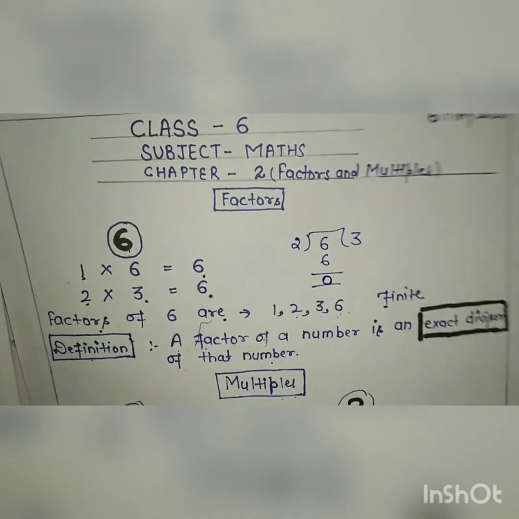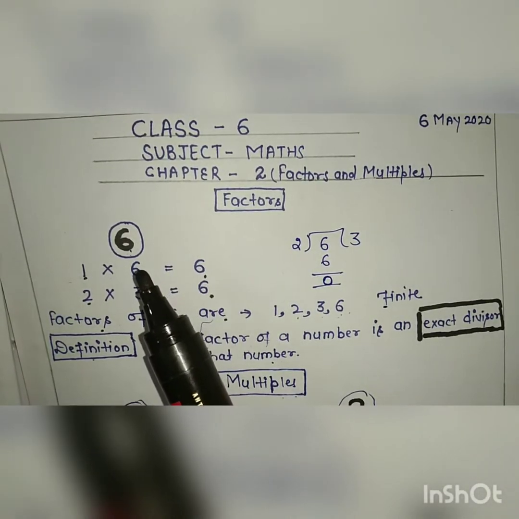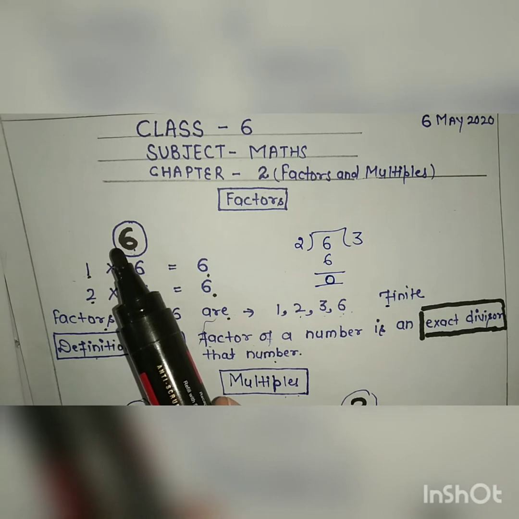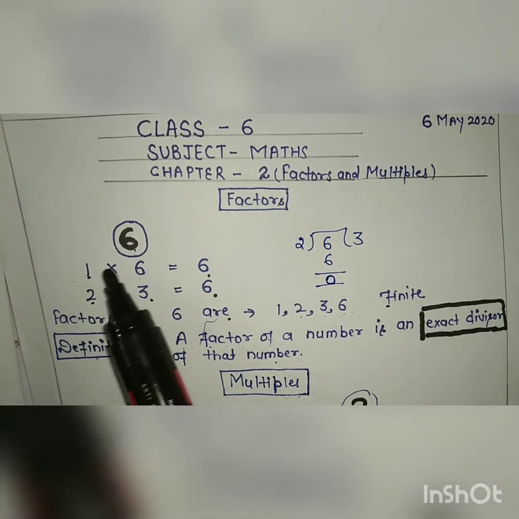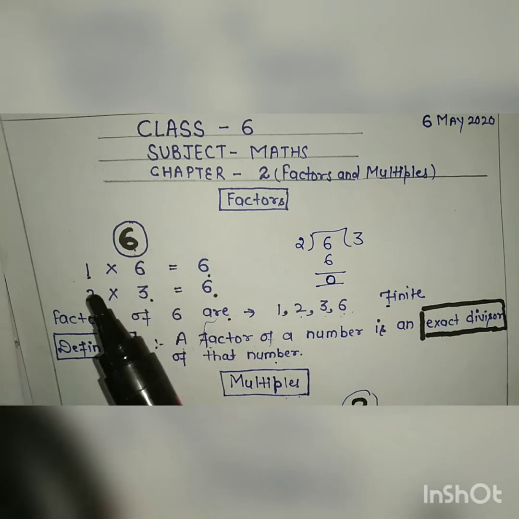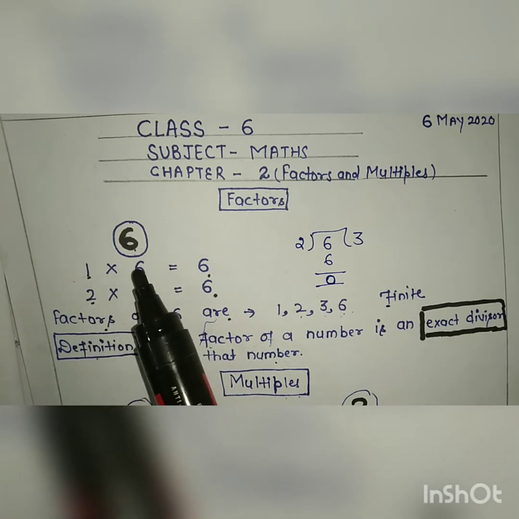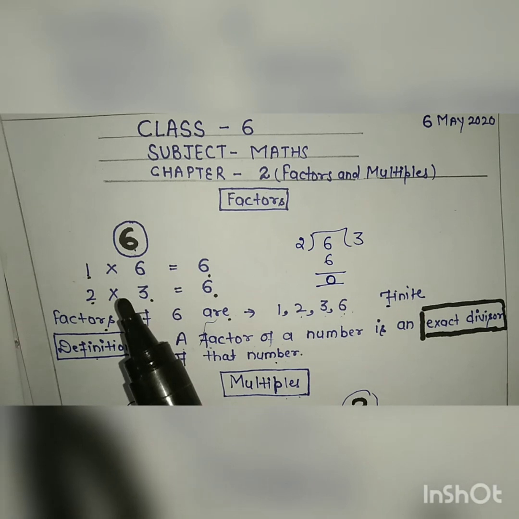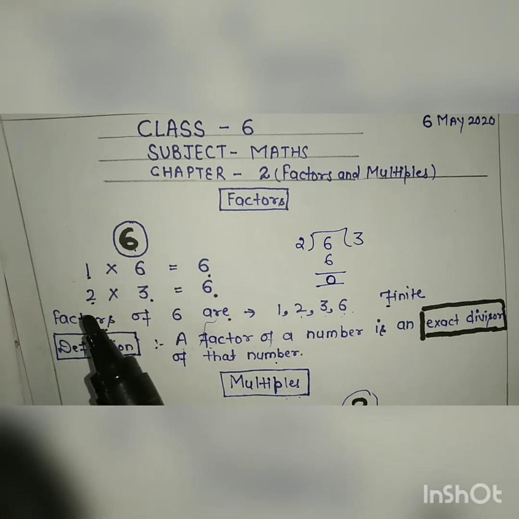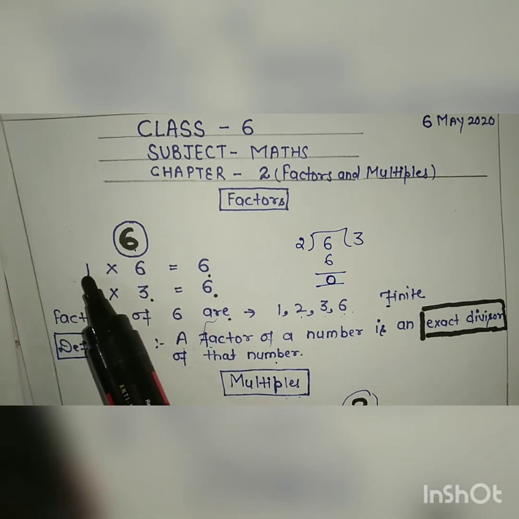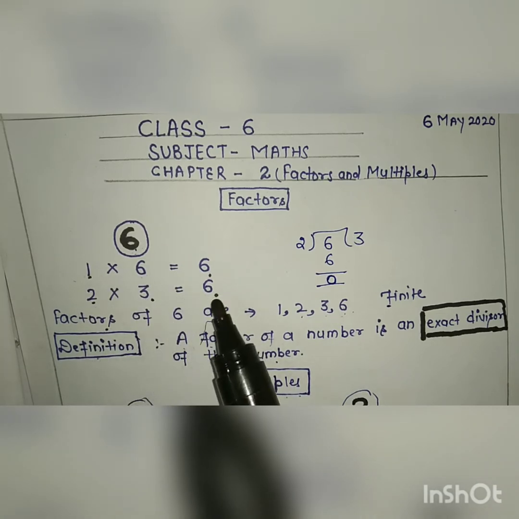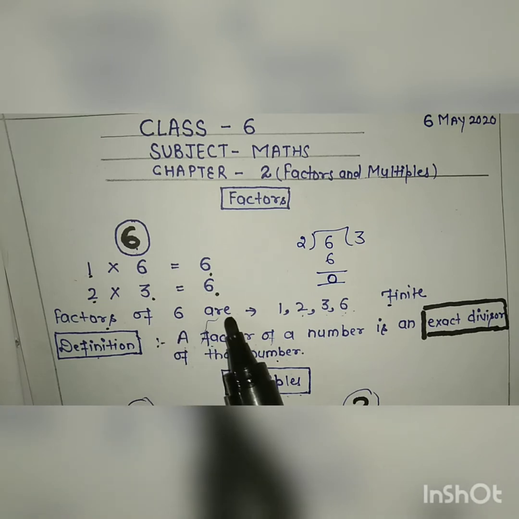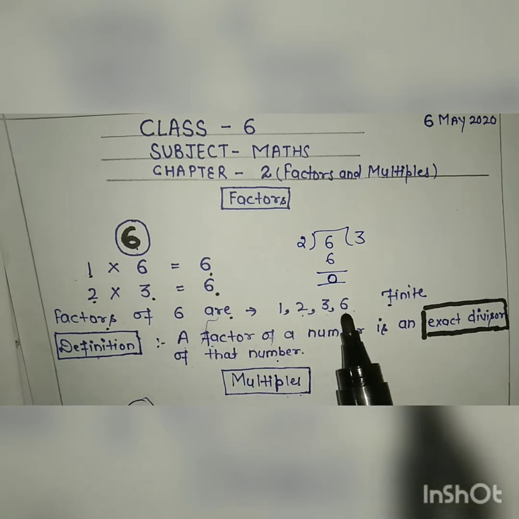We need to understand factors first. We start with the simple natural number 6. To find the factors of 6, ask yourself, how can we write 6 as a product of two numbers? We can write 6 like this: 1 multiplied by 6 is equal to 6. 2 multiplied by 3 is equal to 6. So the factors of 6 are 1, 2, 3, 6.